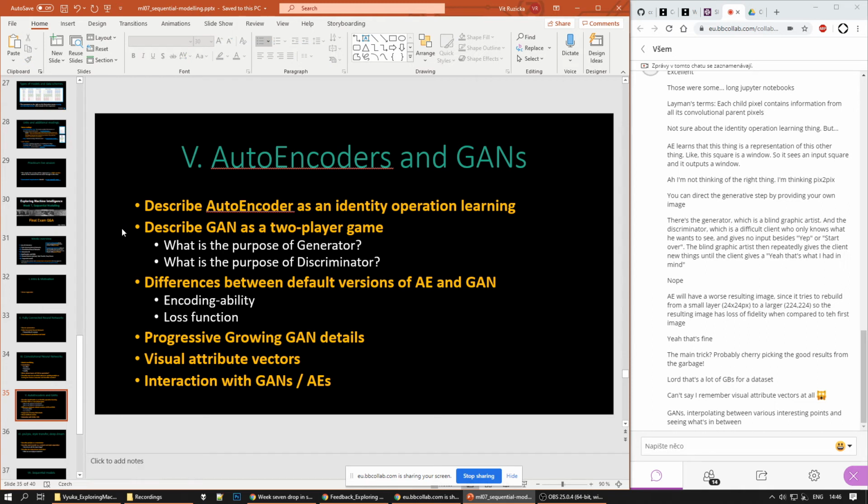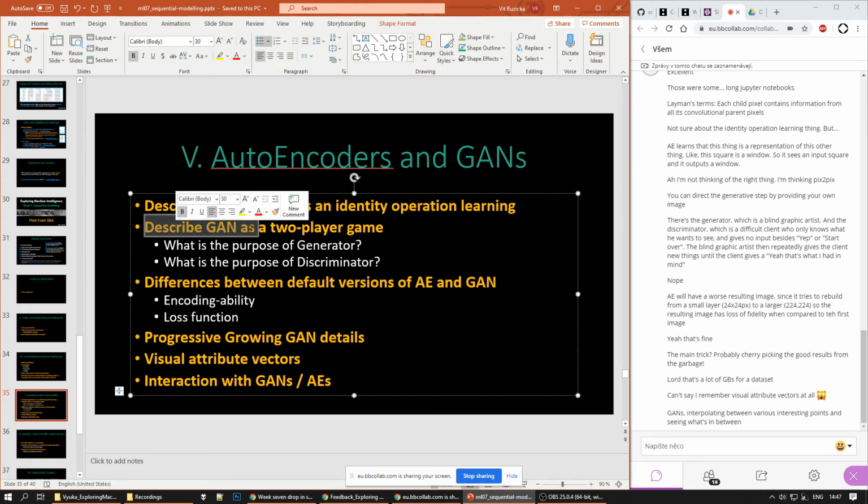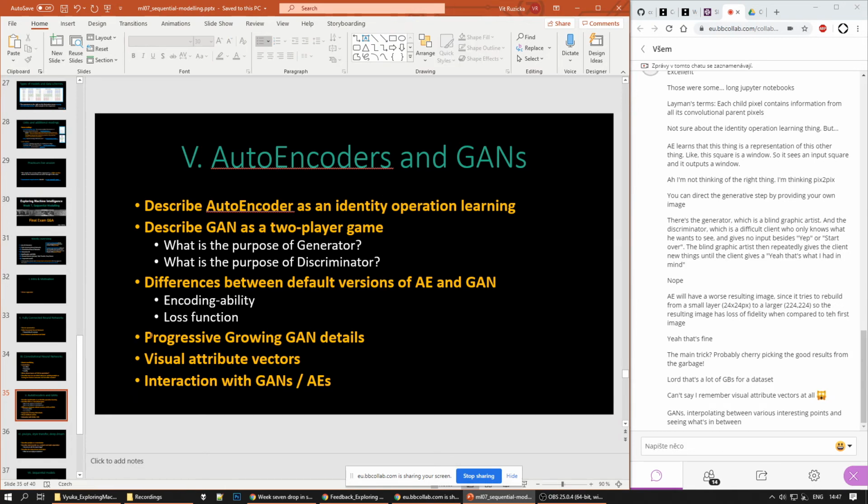I'm getting into a category of questions which are really open-ended. So, like, describe a GAN as a two-player game. I will probably be able to figure out four possible answers and then ask you about that specifically in the first bit of the test. But I think most of these actually work better as open-ended questions in the test.